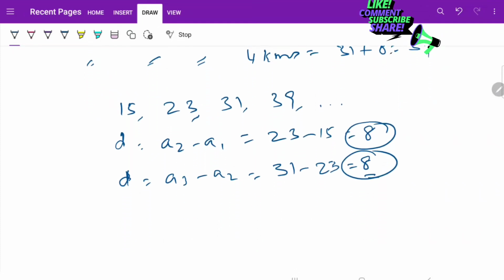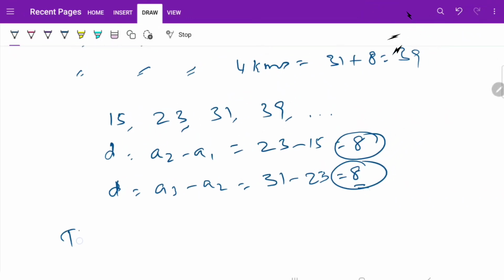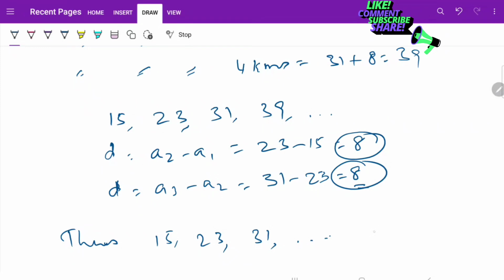So that means the given list or the given situation, we can write this: 15, 23, 31 and so on forms an arithmetic progression series. We can say in this way.